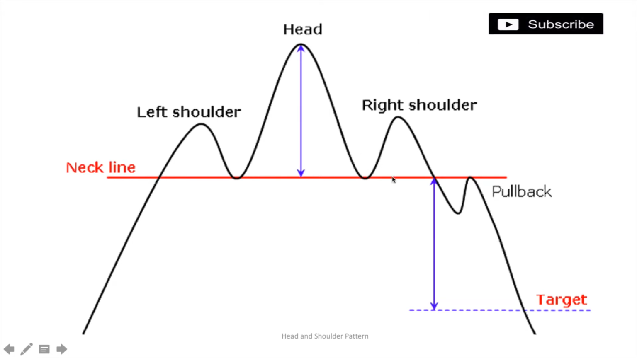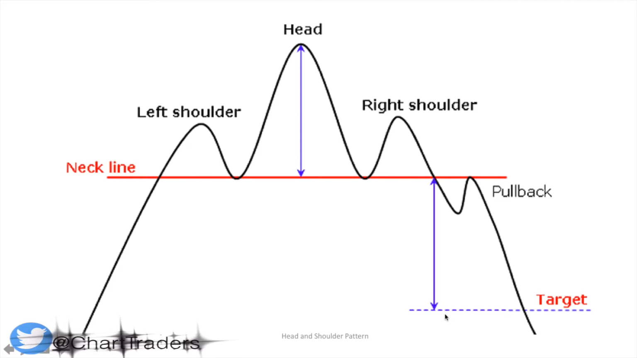So now what is your entry point? This here. What is the stop loss? You can take the right shoulder or 50% of the height, that is from the baseline to your right shoulder. According to your risk management, you can decide the stop loss. And what is the target? The difference between your head and your neckline. That is the target from the baseline towards the downside.